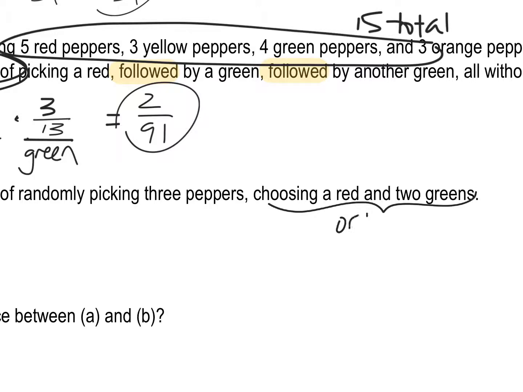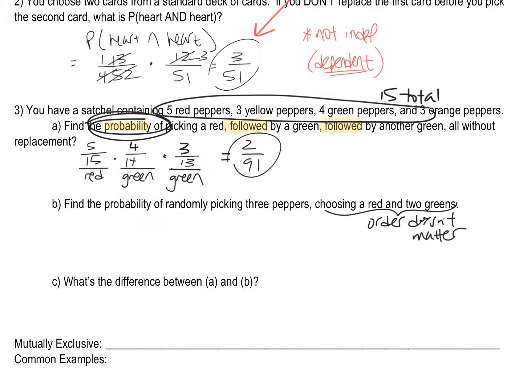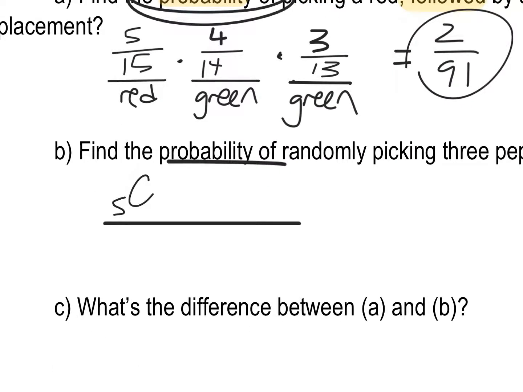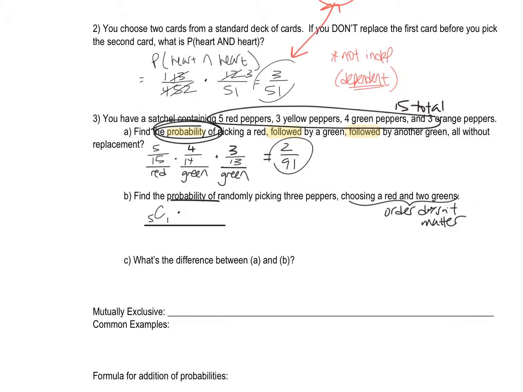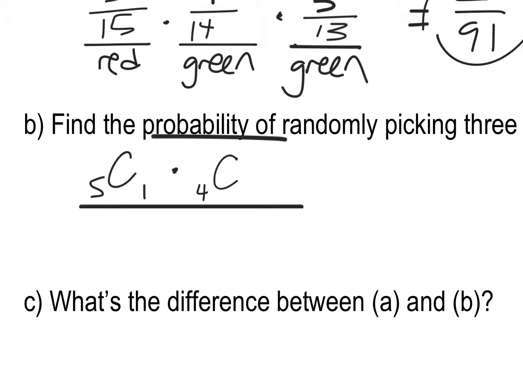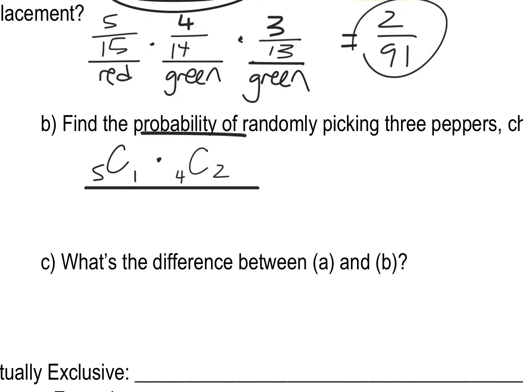Okay. Find the probability of randomly picking 3 peppers, choosing a red and 2 greens. So in this case, order doesn't matter. It doesn't say pick a red followed by 2 greens. It's just any combination of red and 2 greens. And so in this case, I'm going to have a fraction again because it's probability. And so if I choose a red and 2 greens, so there are 5 red peppers in the satchel to choose from. I have to pick one of them. So 5, choose 1, and means multiply. Out of the green peppers, there's 4 of them to choose from. I have to choose 2 of them. And then out of the 15 total peppers, I have to choose 3 of them.